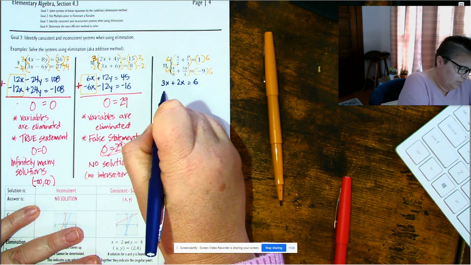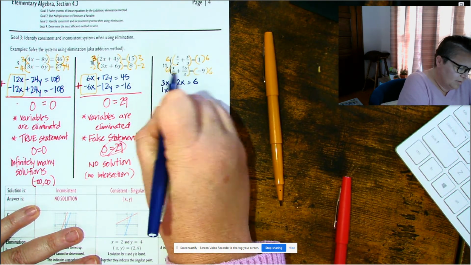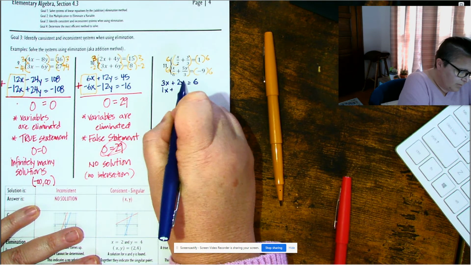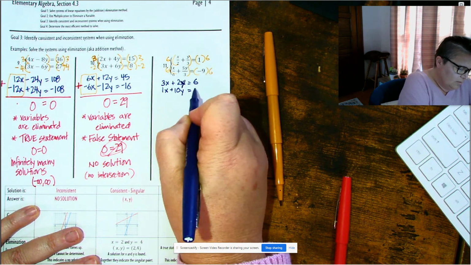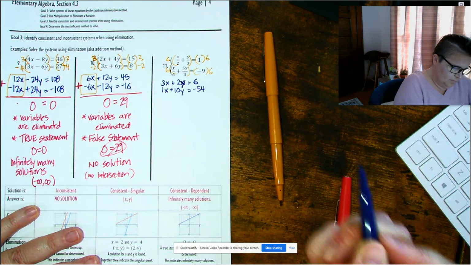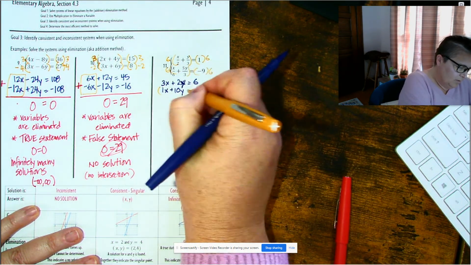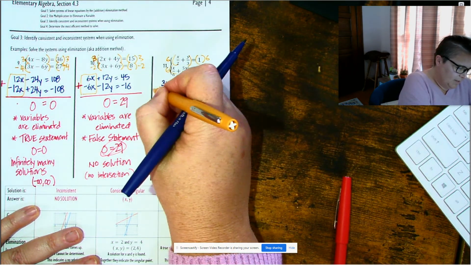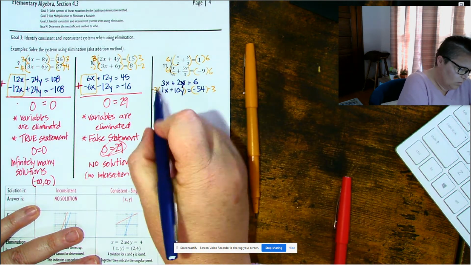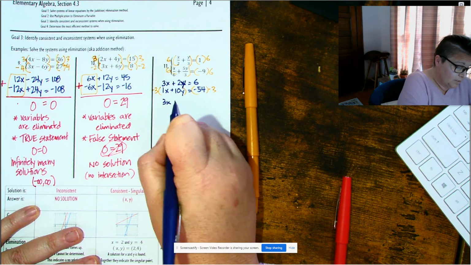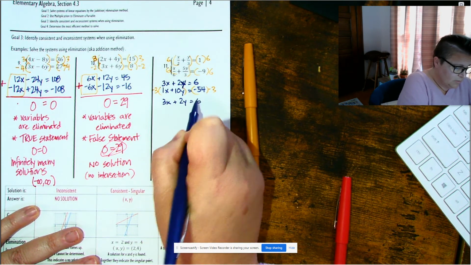That's going to give me 1x, 6, 2 plus, oh, that should have been a y. There we go, plus 10y is equal to negative 54. Then I'm going to multiply this one by negative 3, because that will make my x's go away. Oh, I'm going to get some big numbers. 3x plus 2y is equal to 6.